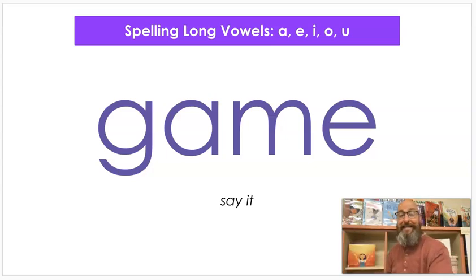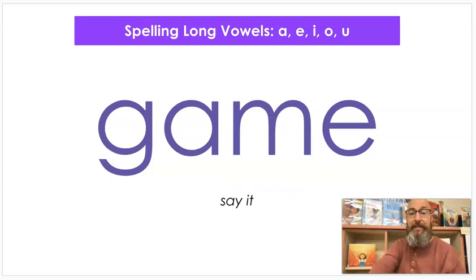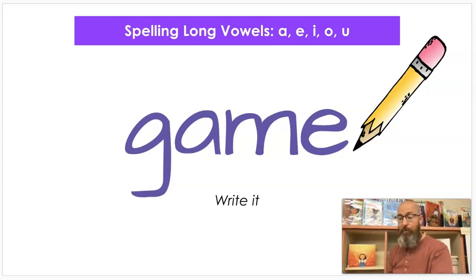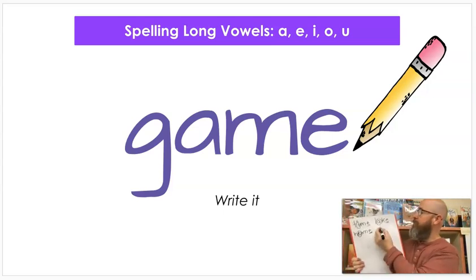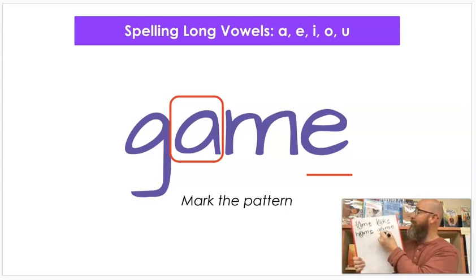Our next word is game. Can you say game? Map the sounds. G, A, m, game. Spell it. G, A, M, E, game. Write it. G, A, M, E. What's the long vowel sound? A, very good again. Circle it. And don't forget to underline the bossy E.